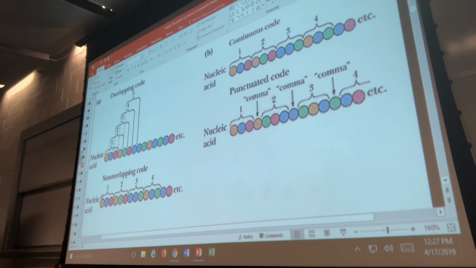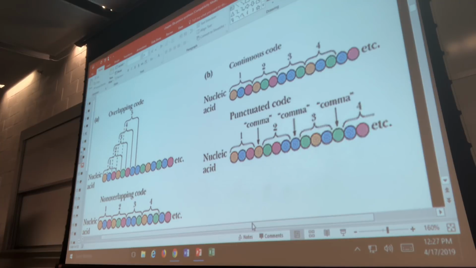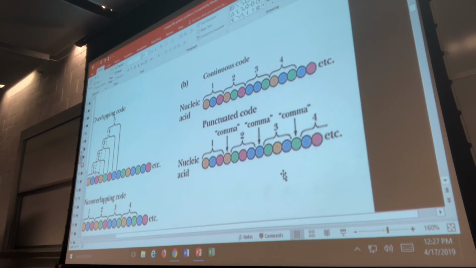So that's why we have to shift over a whole three bases to get three new bases before we can code the second amino acid. That's what non-overlapping code means, and that's the next vocabulary term you need to know about the genetic code. The other vocab term correctly associated with the genetic code is the phrase continuous code.